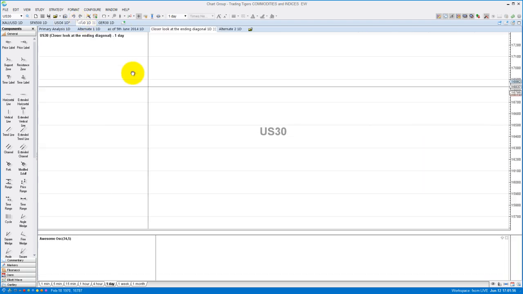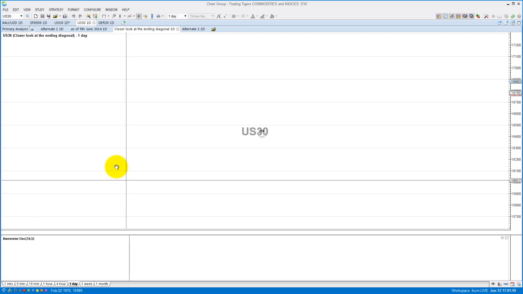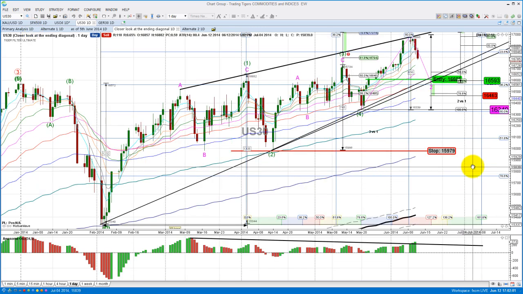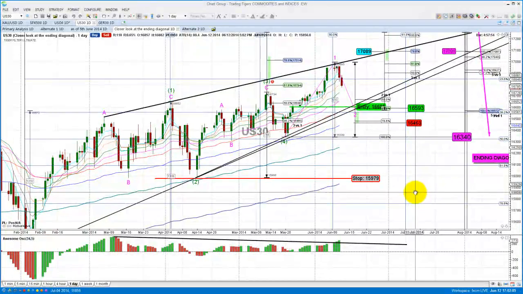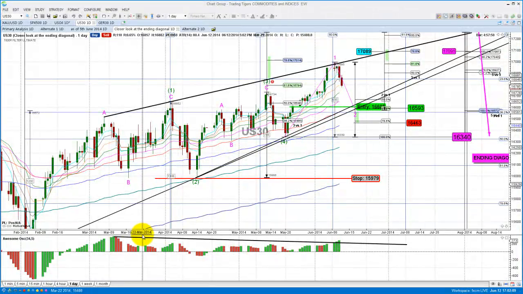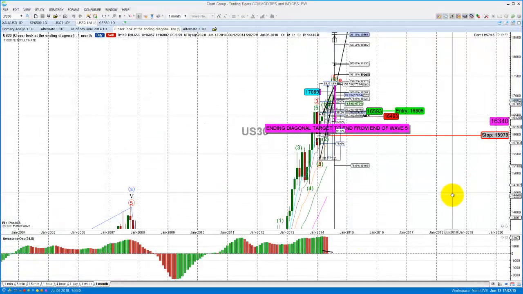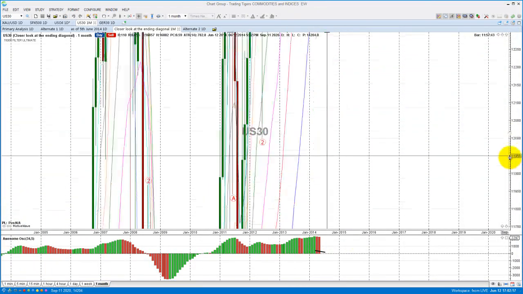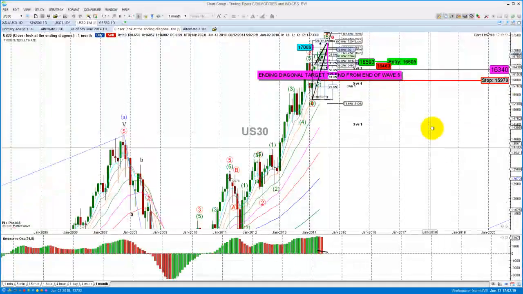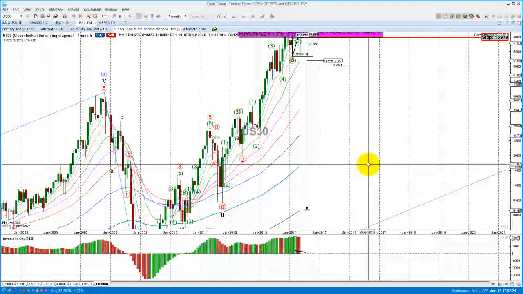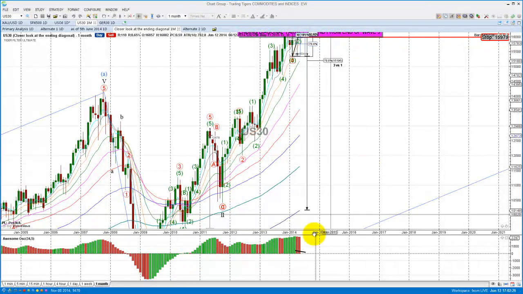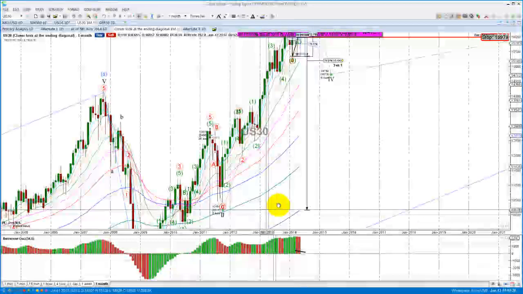Okay, let's move to the next one, US30. We've been watching this quite closely in the past couple of days because of our analysis. And look what's happened. I'll give you a bit of a breakdown. Where do we stand on this? I have to go to the monthly chart. The monthly chart is telling me we're in a wave 3 of the largest wave, the cycle degree. That's in black and Roman numerals.